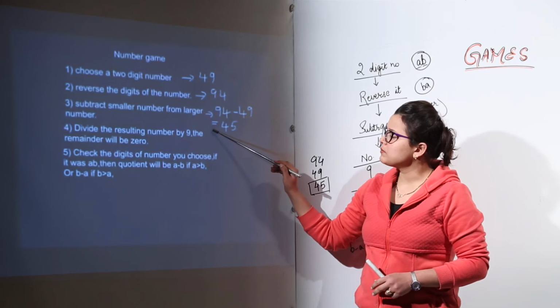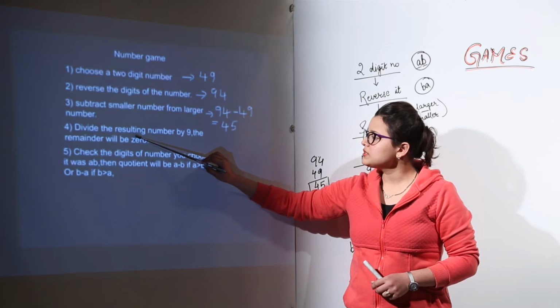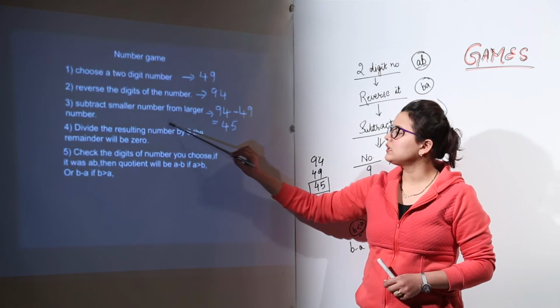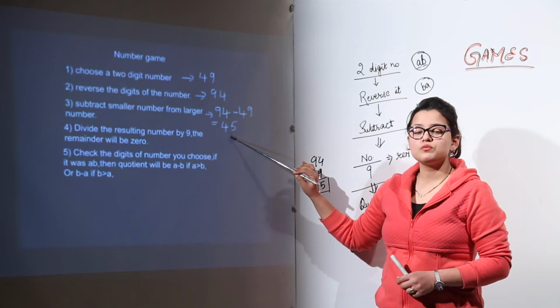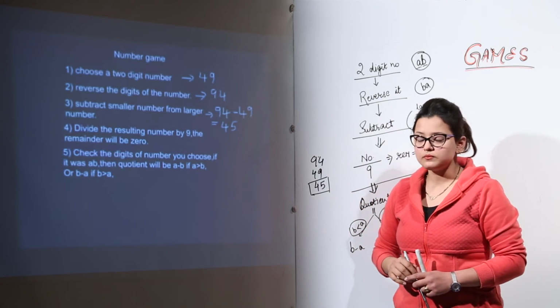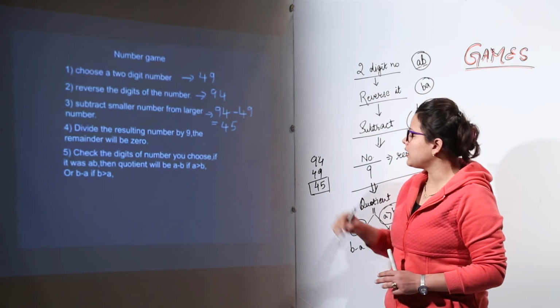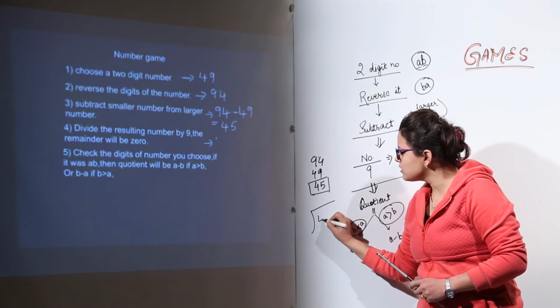After the third step is completed, let us check what the fourth step is asking us to do. The fourth step says you have to divide the resulting number, which is 45 in this case, by 9, particularly 9. Now you divide this with 9. Let us check what we are going to get. I am doing the division.